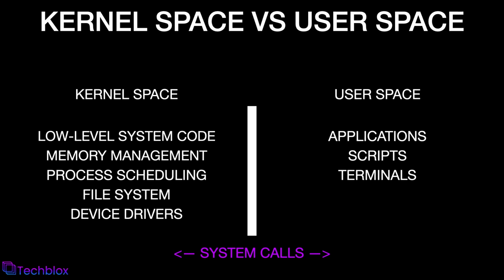This separation is critical for security and stability. If every user application had direct access to hardware, a single buggy program could crash the entire system. By keeping user applications isolated and requiring them to ask the kernel for access, Linux protects the system from accidental or malicious behavior. It also allows the operating system to manage permissions and access control, ensuring that programs only do what they're allowed to. This clear boundary between kernel and user space is one of the reasons Linux is known for its modular design and resilience.